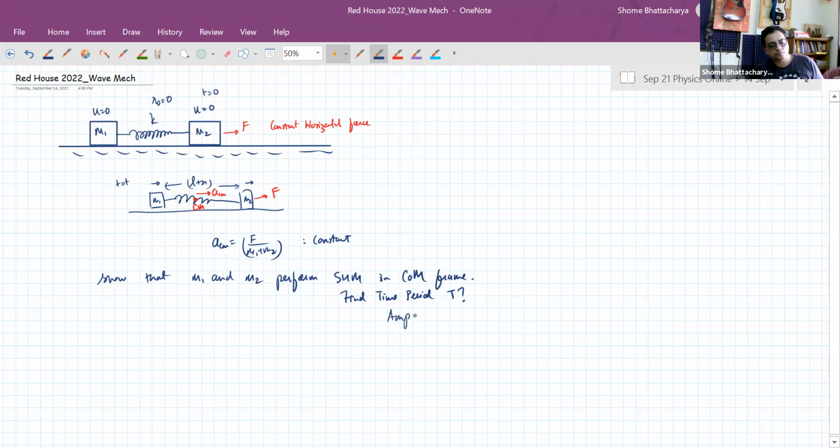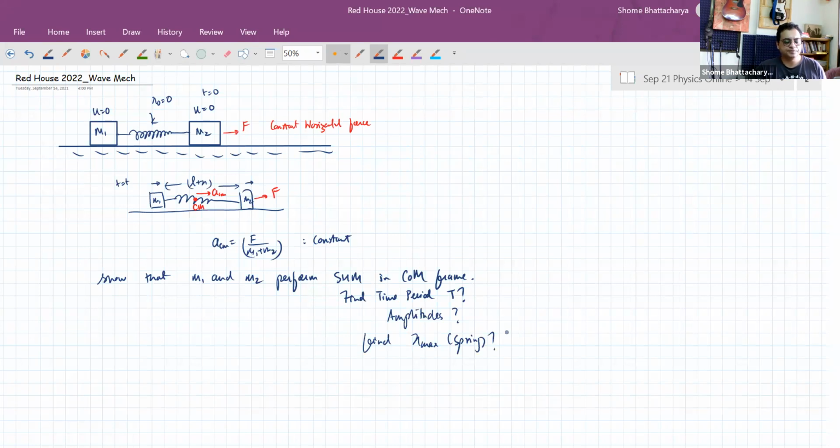Find the amplitudes for the individual blocks. And also find the maximum extension for the spring. So all these things we want to do. So this will be a case similar to the previous ones that we have done.